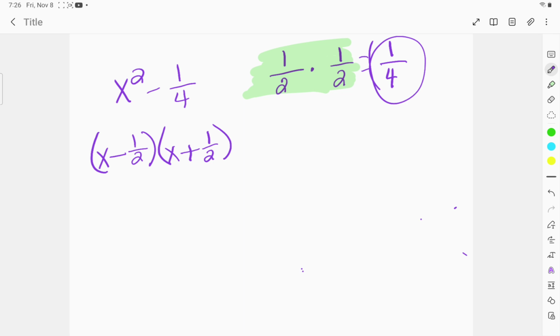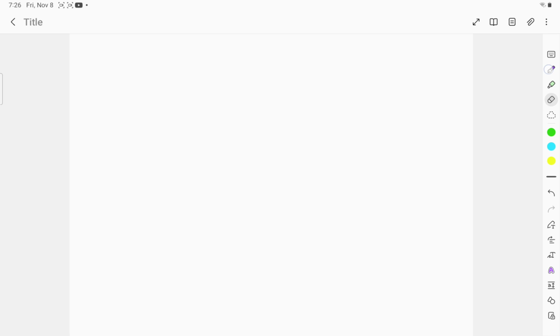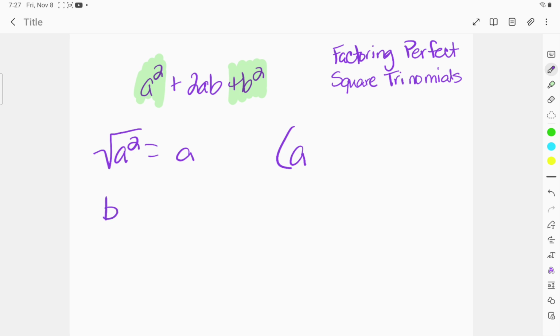All right, so we're going to move on to factoring of perfect square binomials, or trinomials, I'm sorry. Perfect square trinomials. So you're given a squared plus 2ab plus b squared. This is factoring perfect square trinomials. All right, so in this, all you have to do is take your first one and your last one and square root it. So the square root of a squared equals a, and the square root of b squared equals b.